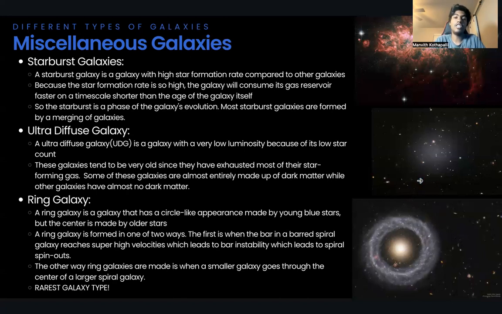The next type is called the ultra diffuse galaxy. An ultra diffuse galaxy, also known as a UDG, is a galaxy with a very low luminosity because of its low star count. These galaxies tend to be very old since they have exhausted most of their star forming gas and tend to have mostly type 2 stars, which are very dim. Some of these galaxies are almost entirely made up of dark matter, while other galaxies have almost no dark matter. These galaxies were probably the first galaxies ever to form in the universe.